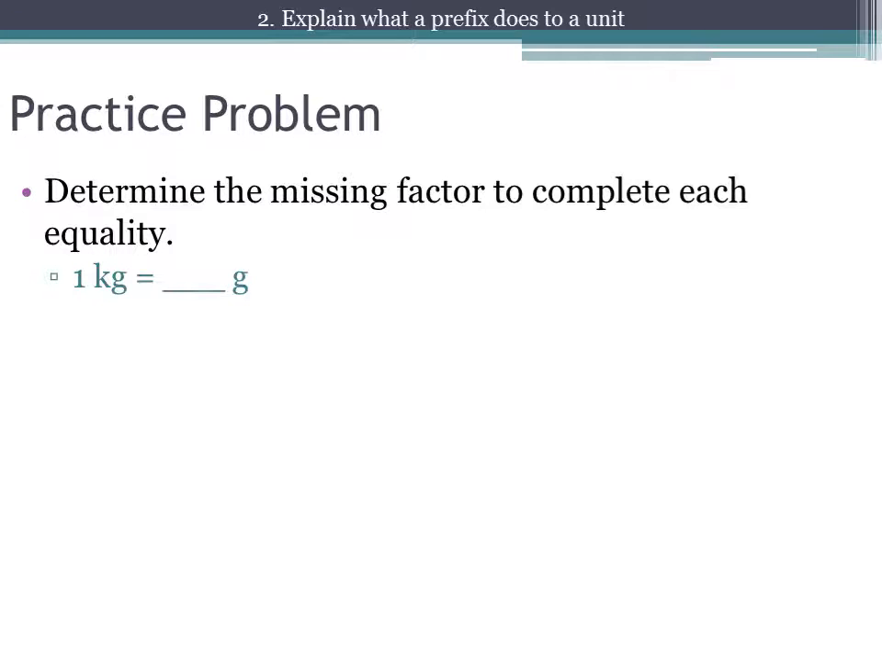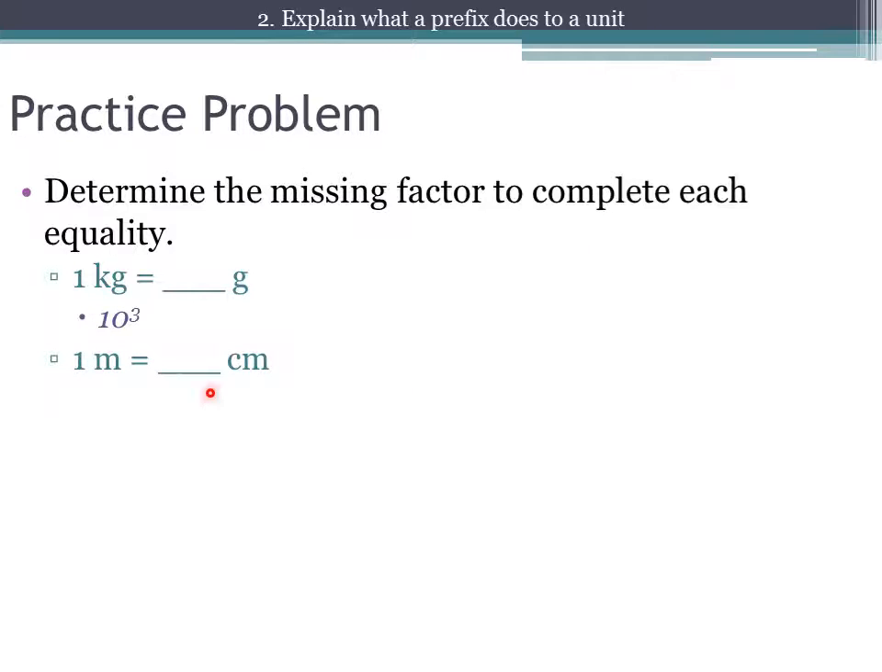Well, you need to know what the prefix kilo means. Kilo means 10 to the 3rd, or 1,000. Now ask yourself, is a gram larger or smaller than a kilogram? It's smaller than a kilogram, so we need more of them. So here the answer is 10 to the 3rd, or 1,000. 1 kilogram would be 1,000 grams.